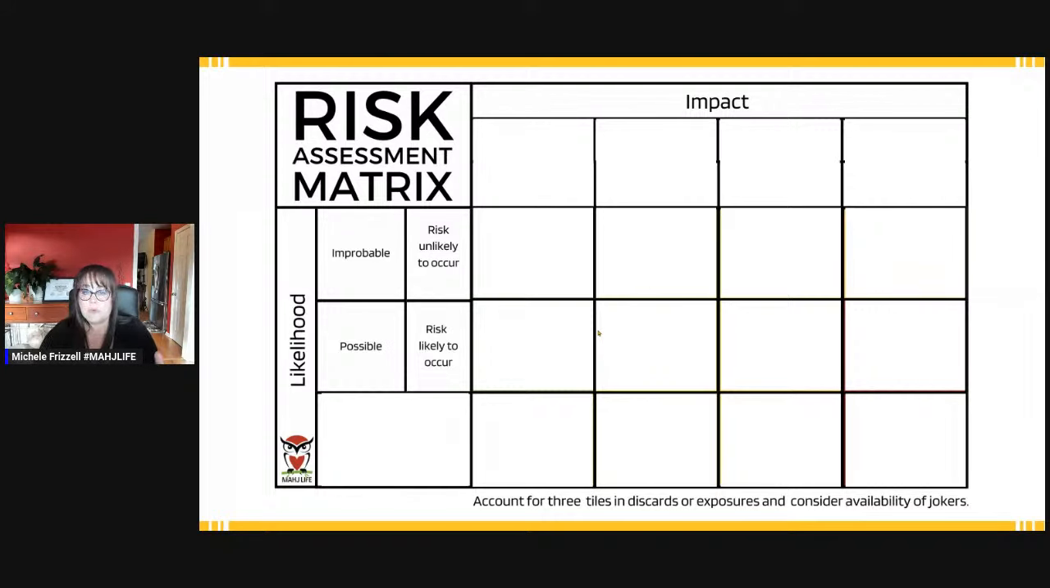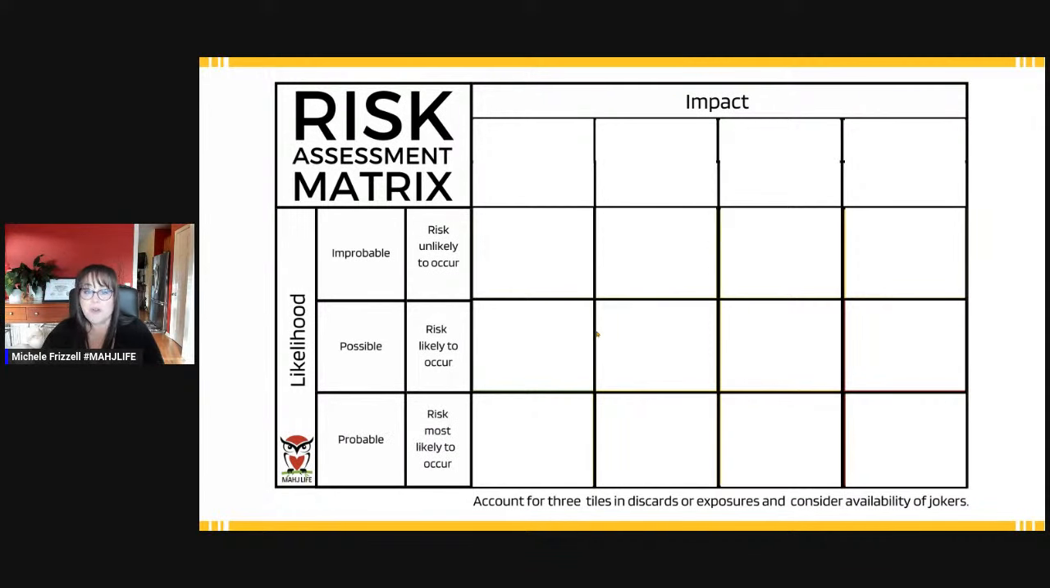There's also possible risk, where there could be risk involved. And that might be where there are, let's say, two tiles out. Somebody could be ready on that. Maybe they picked a pair tile, or maybe they drew a joker or something like that. So you could only account for two tiles. There will be possible risk with that particular picked tile.